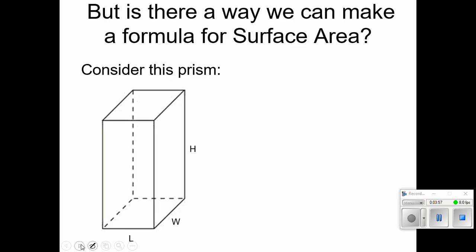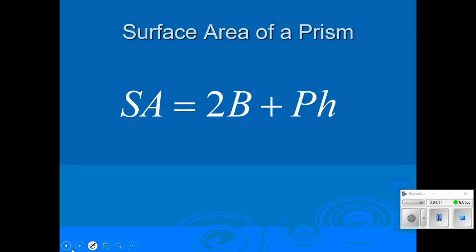So is there a way that we can find the surface area of a box real fast without finding all of the surfaces and adding them together, which is probably what you did in middle school? You're like, oh, there's a rectangle, let's find that one. Ooh, there's a rectangle, let's find that one. And the answer to that question is yes. There is a surface area formula, and it looks like this. The surface area, because it's a prism, will always have two bases.